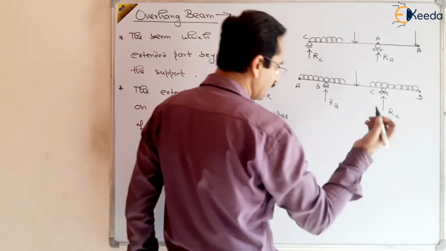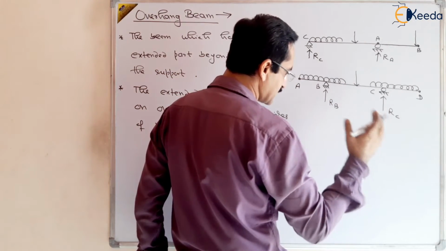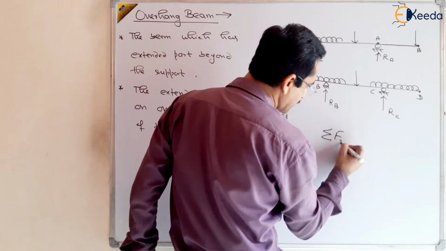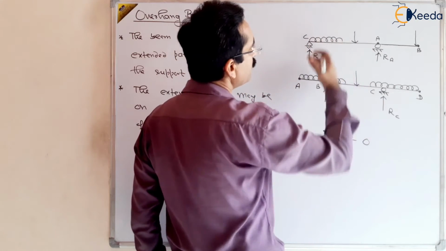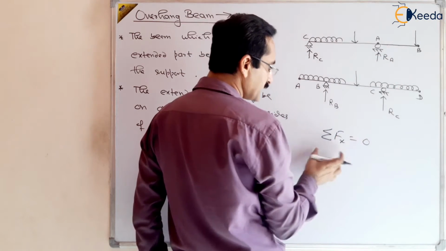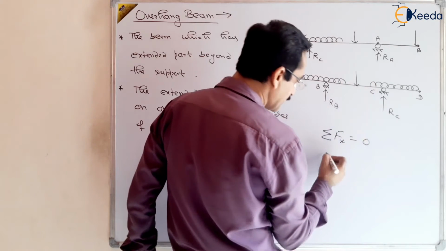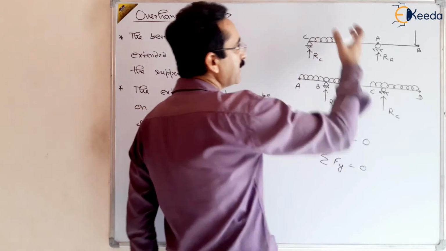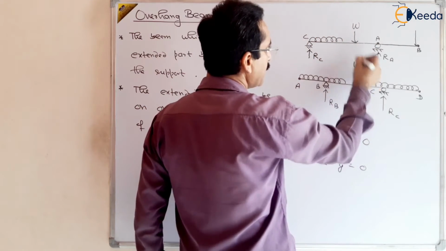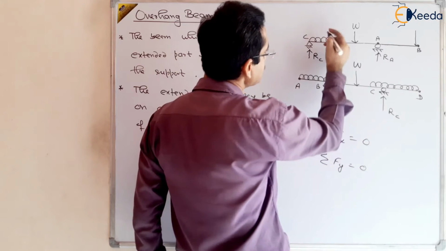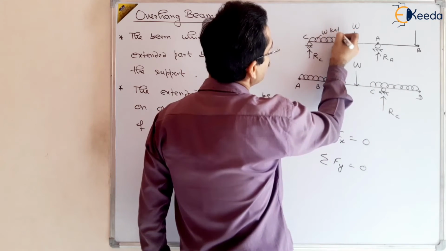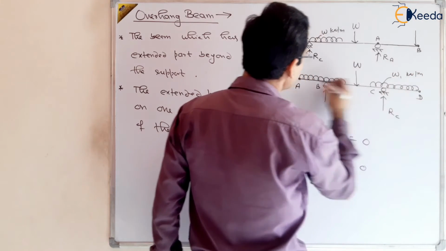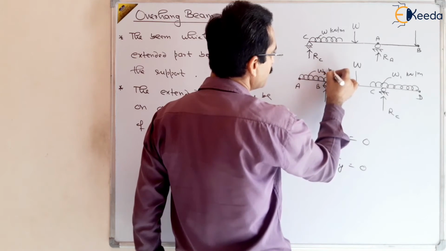So basically we have to use the static equilibrium conditions. The forces in x direction should be equal to 0. There is no force in x direction in this case, but this condition can be used whenever required. Sigma Fy will be equal to 0, meaning in vertical direction. In vertical direction there may be some forces, like this is a downward force, and UDL, suppose this is W kilonewtons per meter, and this is W1 kilonewton per meter, and this is W2 kilonewton per meter.